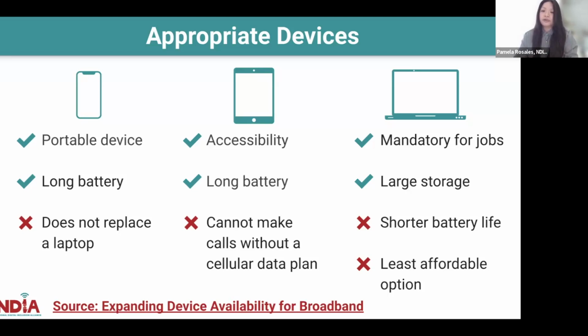So mobile phones, they're great because they're small, portable. They have a long battery life, but it does not replace a laptop. So if you're going to be working from home or you need to use a software that you can only use on either a tablet or a specific type of laptop, then a mobile phone is not going to replace everything that you can do there, right? So light browsing, communicating, using apps, a mobile phone is really great for that.